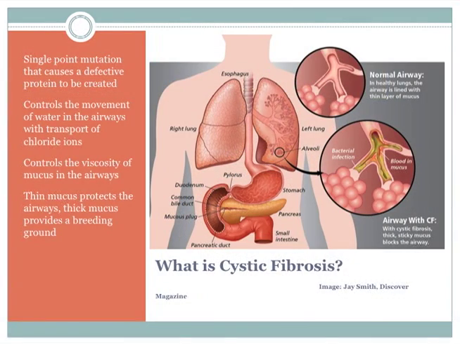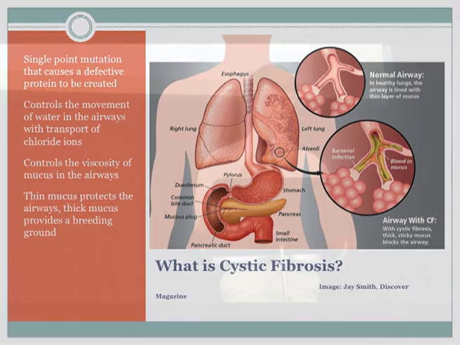Now, what is cystic fibrosis? Cystic fibrosis is a single-point mutation, meaning that only one letter of the DNA ladder changed. This causes defective protein to be created and not control water movement in the airways of the lungs. This causes a buildup of mucus that provides a breeding ground for bacteria.